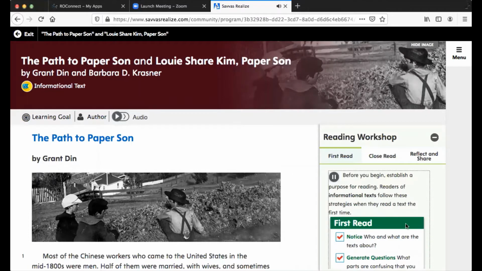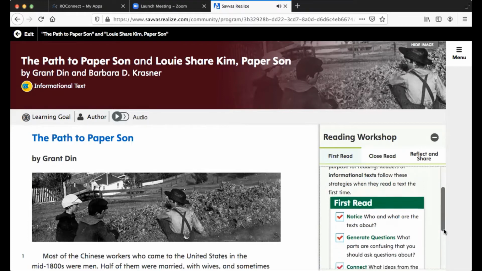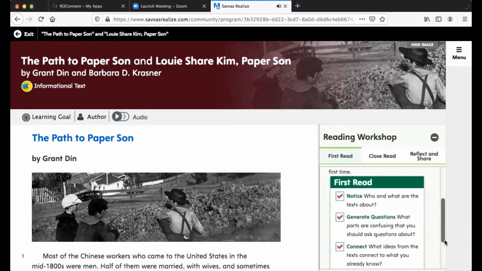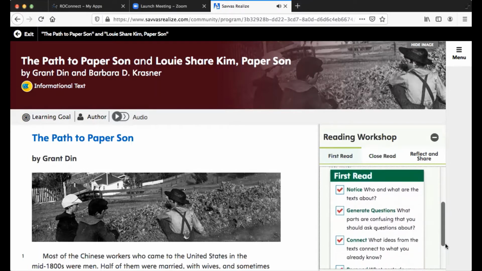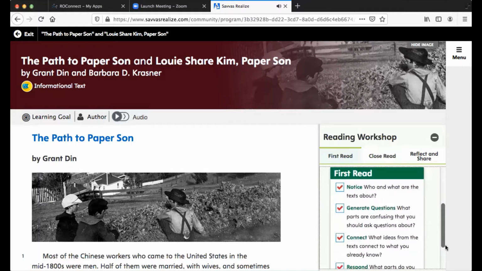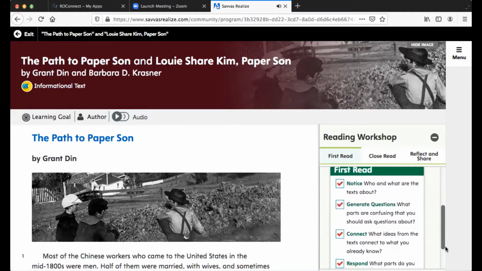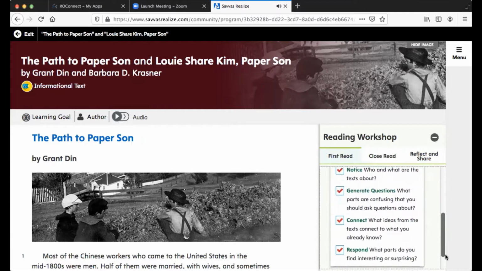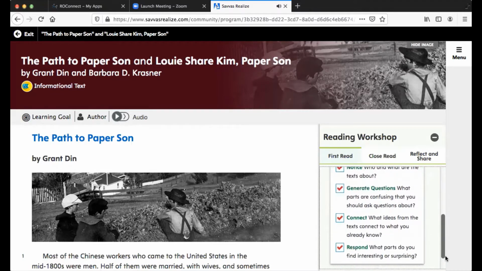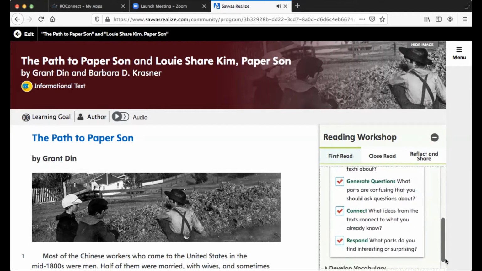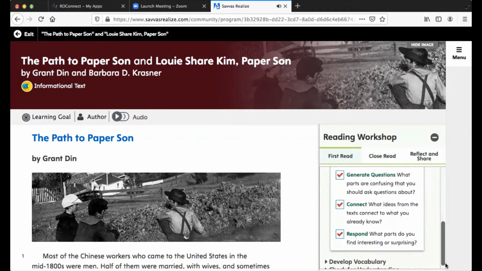Before you begin, establish a purpose for reading. Readers of informational text follow these strategies when they read a text the first time. First read. Notice. Who and what are the texts about? Generate questions. What parts are confusing that you should ask questions about? Connect. What ideas from the text connect to what you already know? Respond. What parts do you find interesting or surprising?